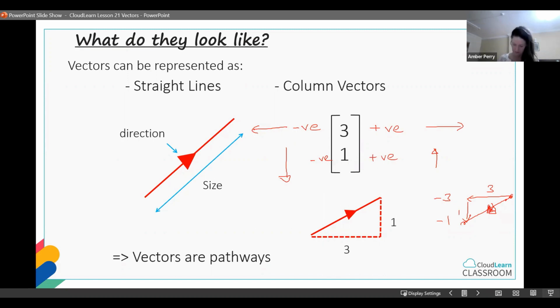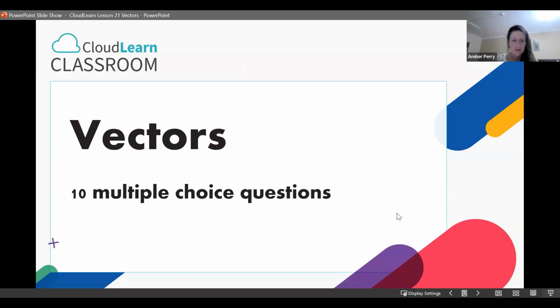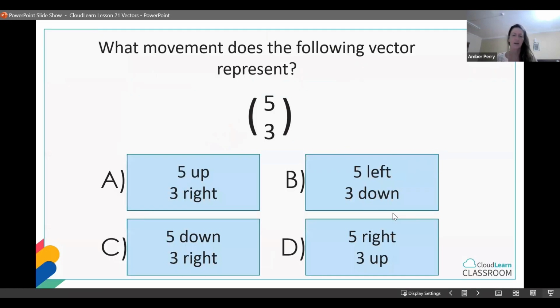Right, so with that in mind, I'm going to put you to a quick ABCD test. Try and just do that again. There we go. What movement does the following vector represent? So we've got 5, 3. Is it 5 up, 3 to the right, 5 left, 3 down, 5 down, 3 to the right, or 5 right, 3 up? Very, very useful question in translations.